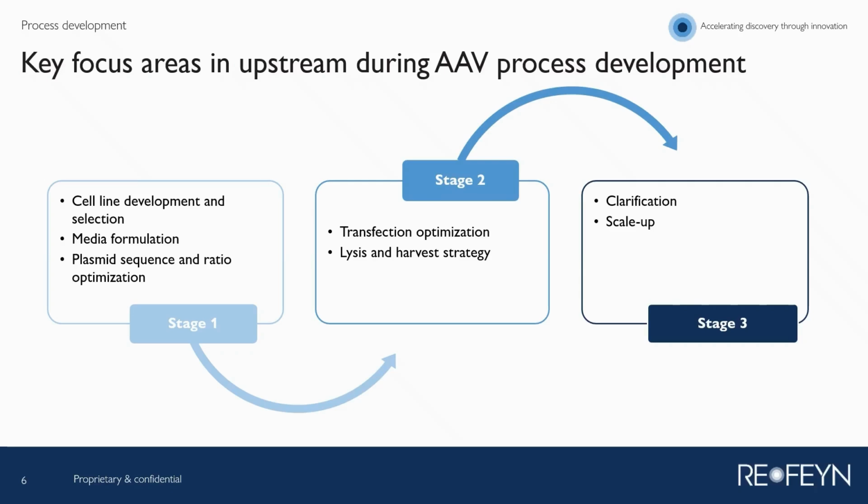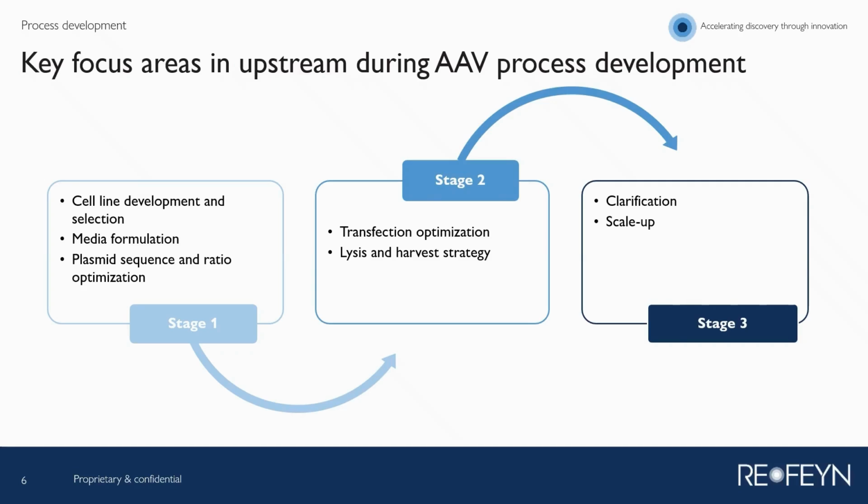Plasmid optimization includes two parts. One is the sequence fine-tuning of the plasmid sequence, which is followed through with defining of the plasmid ratio. Having a balanced plasmid ratio influences your capsid assembly, genome packaging efficiency, and overall the purity profile of the product.